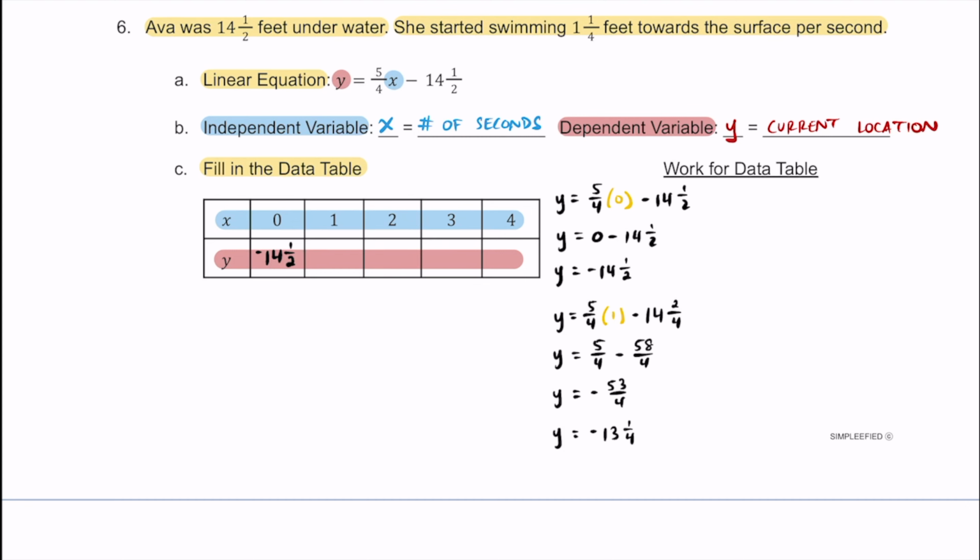So feel free to pause to think about that, or do the long division, but you can also hopefully trust that that's what it's going to be. So after 1 second, Ava's location is a little bit higher up, closer to the surface at negative 13 1/4 feet.